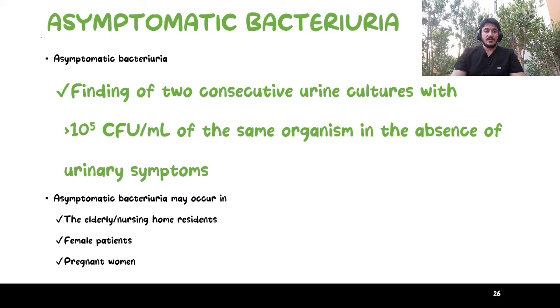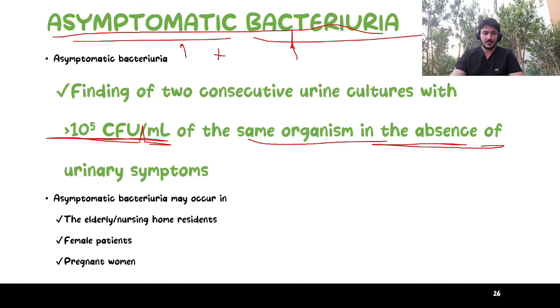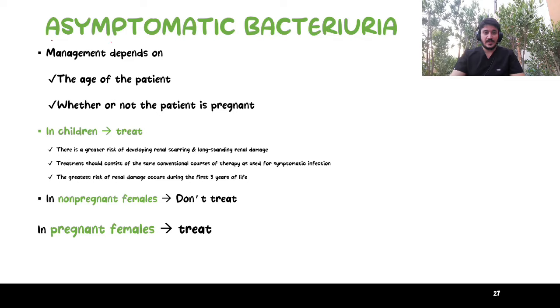The next entity is asymptomatic bacteriuria, and from the name, we don't have symptoms, but we have bacteriuria. If you remember, for asymptomatic bacteriuria, the number is more than 10 to the power of 5 of organisms, but there are no symptoms. Now, asymptomatic bacteriuria is really, really important in pregnant ladies.